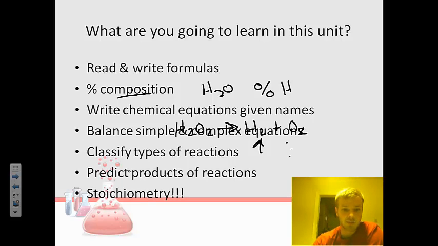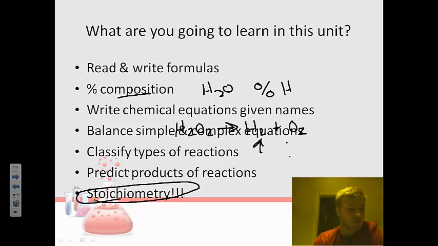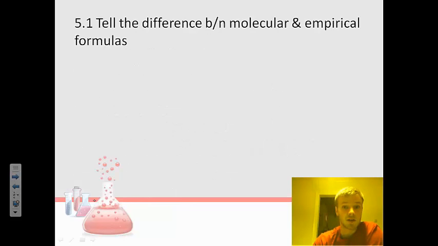And lastly, this big old word, stoichiometry. Stoichiometry is basically the foundation of chemistry, specifically introduction to chemistry. And I was actually just talking with a professor at Alabama. You need to be able to do this if you're going to get into introductory chemistry. So let's look at our first lesson. Make sure you're taking notes as you go.